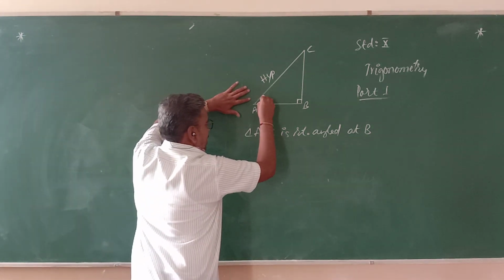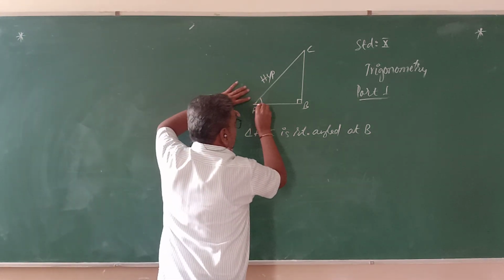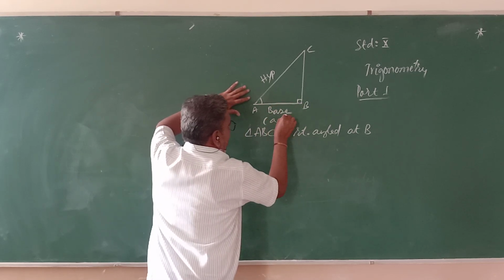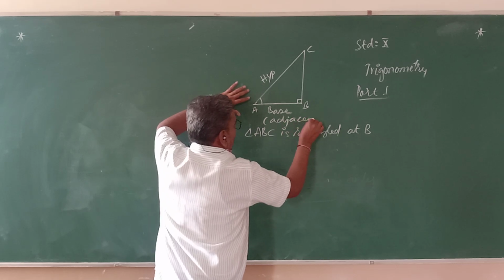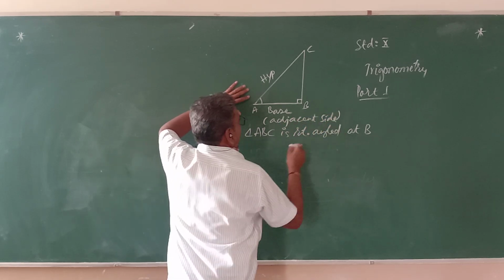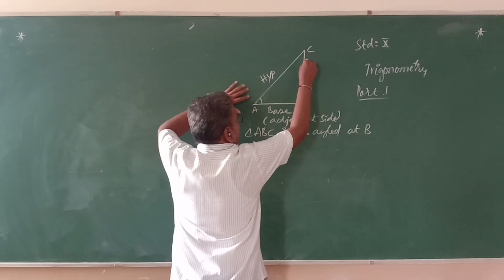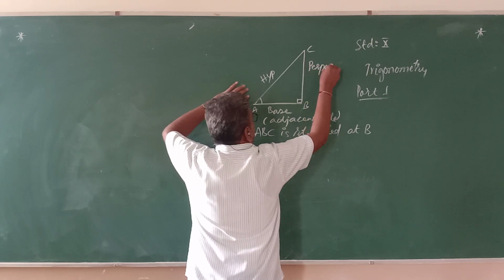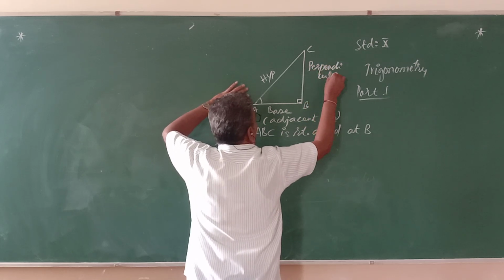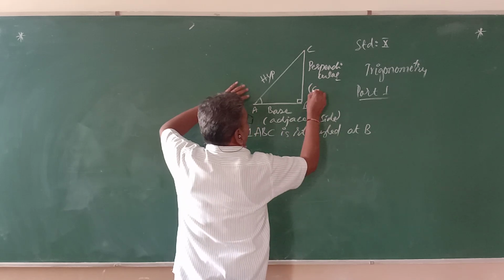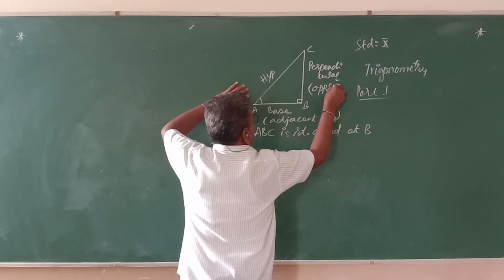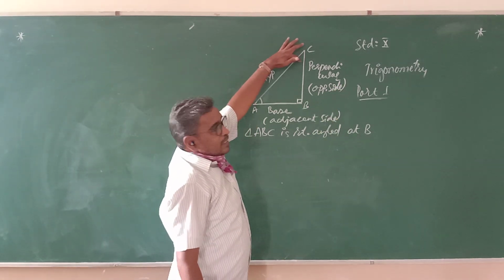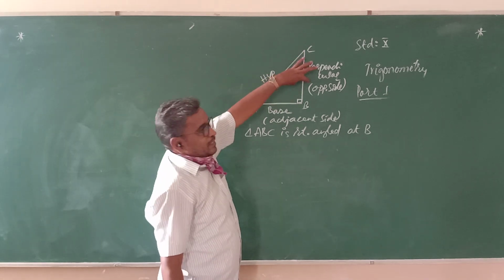And related to angle A, this is said to be base or adjacent side. And this is said to be perpendicular, or you can tell opposite side. Opposite side related to angle A. And related to angle C, this is opposite, this is adjacent.